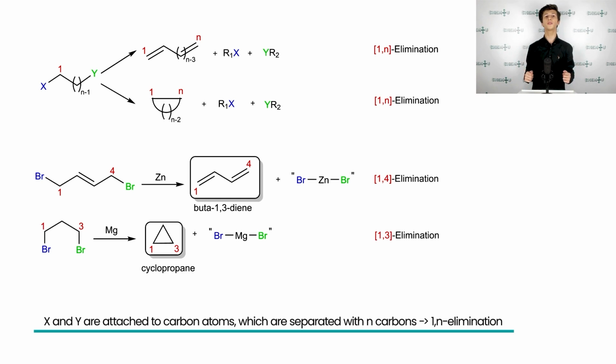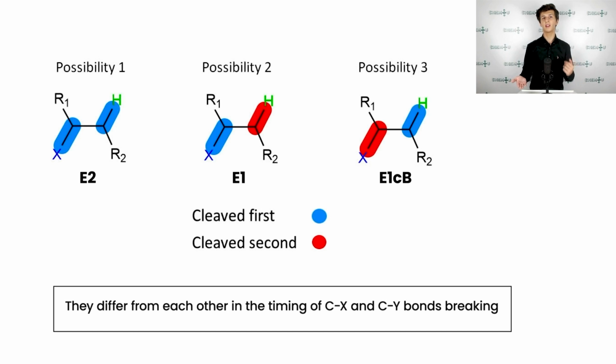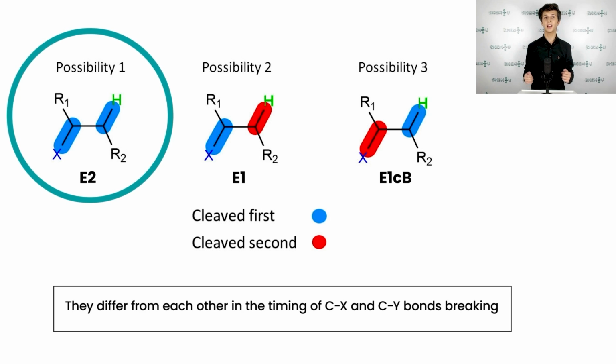Now, let us focus on beta eliminations as they represent the nucleus of our today's lecture. What makes up the difference between the beta elimination mechanisms? We can differentiate between three mechanisms of beta eliminations. They differ from each other in the timing of CX and CY bonds breaking. Y is usually a hydrogen atom, and X represents the leaving group. We depicted exactly this case on the slide here.